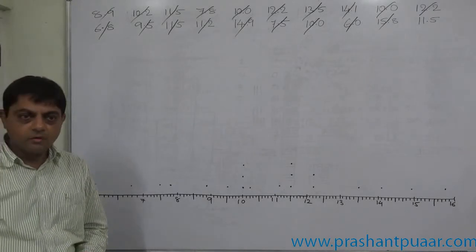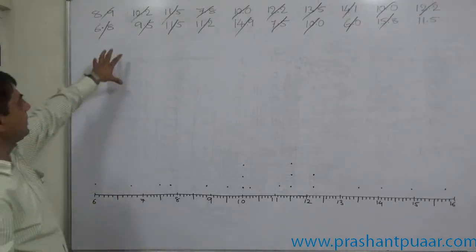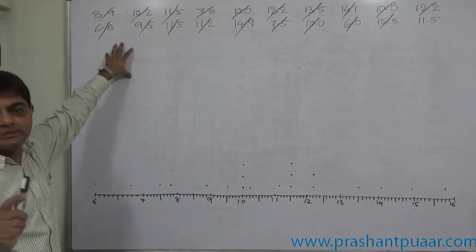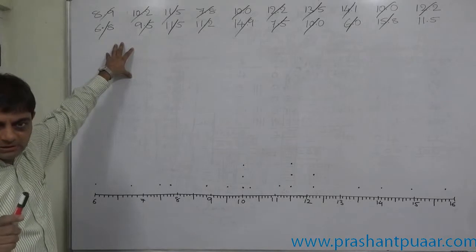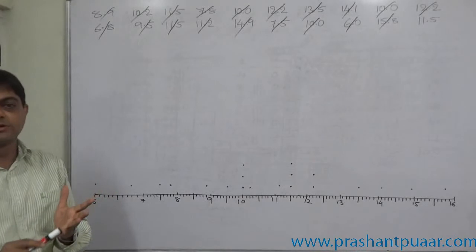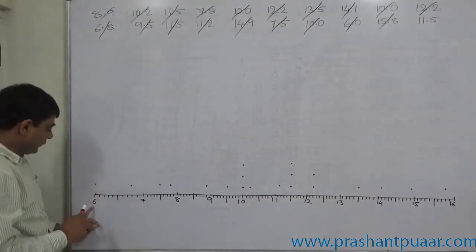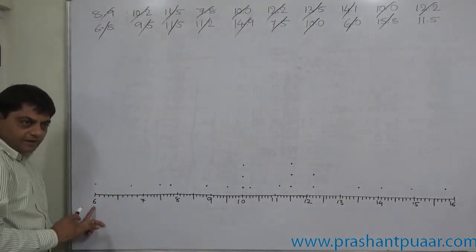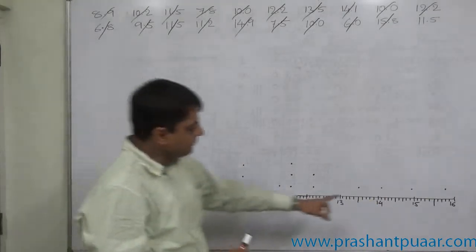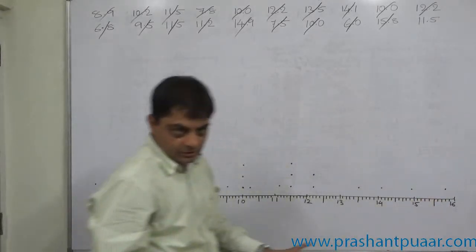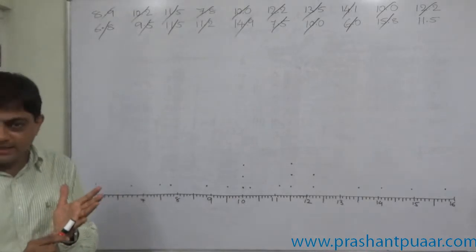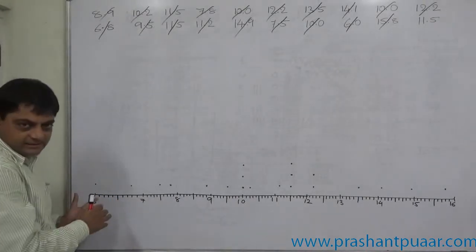Okay, now first of all, for the purpose of preparing a frequency distribution, we have to determine the class intervals. What should be the class interval? How many class intervals should be there? The lowest number is 6, highest value is 15.8. So the lower limit of any class can be an integer. Say it can start from 6.